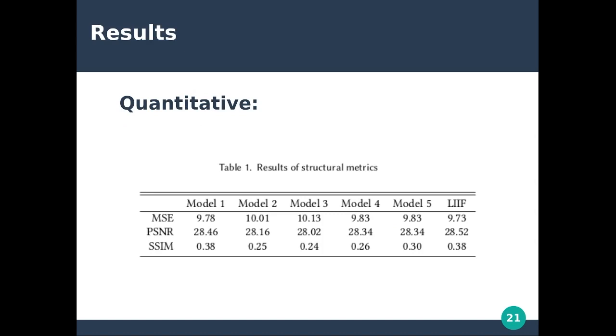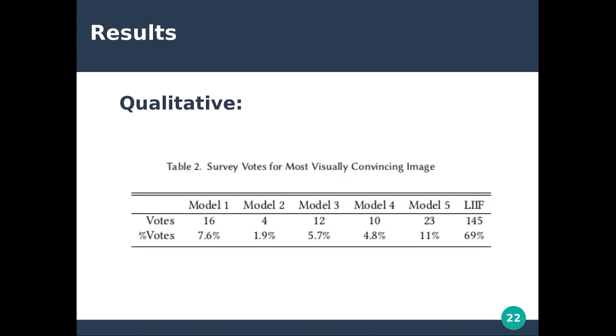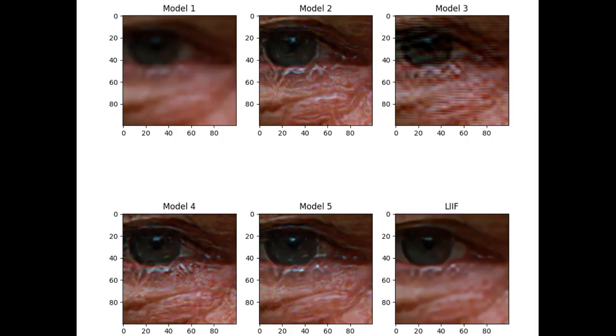The quantitative results show that the LIIF model outperformed all other models with Model 1 as a close second. The qualitative results show that the LIIF model, again, outperformed other models, but this time crushingly. The LIIF model outputs received 145 votes for most visually convincing, and the second place only got 23. We had originally hypothesized that Model 5 would outperform the LIIF model, but this hypothesis was disproven. One thing to note is that the structural metrics were a decent indicator to which models would perform better than others with respect to visual convincingness, but not to the degree at which they would win by.